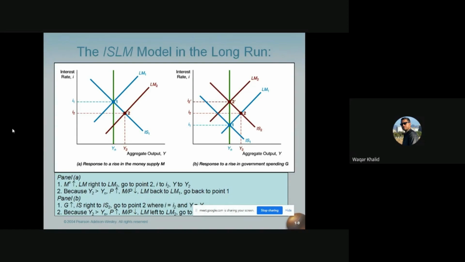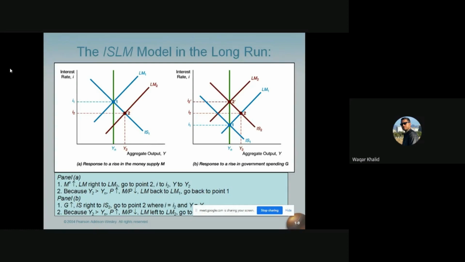If the price level rises, we can say that the real money supply falls, because now prices are changing. If the price level rises, the real money supply falls and the LM curve shifts back to LM1. What will happen? The LM curve will shift back. The new LM curve will shift back to the original position, which is LM1.